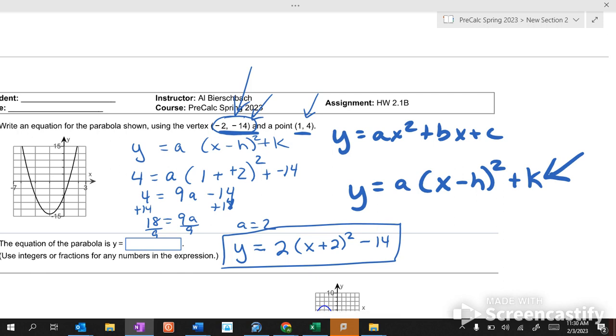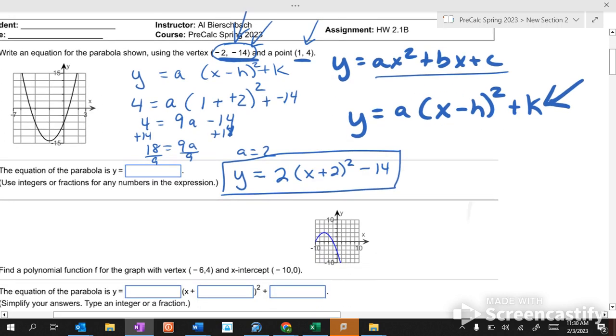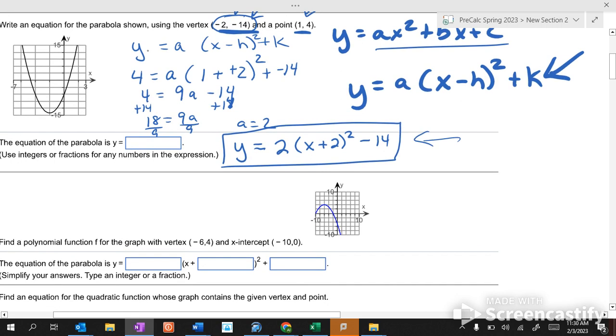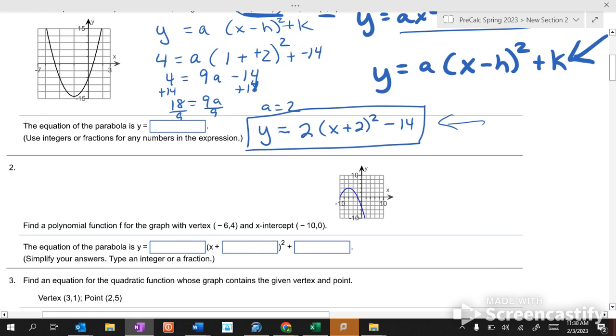Okay? Now, let's say they asked for it in this form. You would just square this out and then do the math. But they want it in this form most of the time today. Okay, let's do that again.